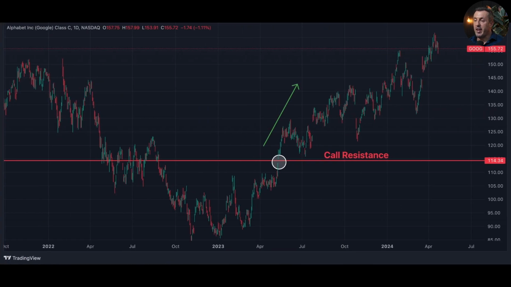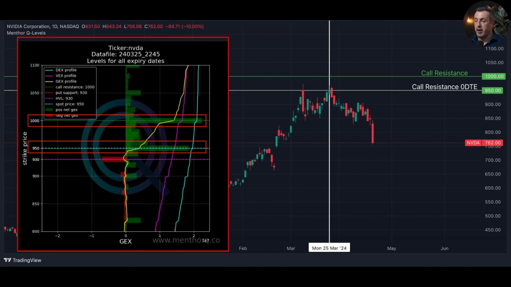The call resistance can also be an inflection point for an acceleration to the upside, similar to the GameStop example. If there is a bullish sentiment in the market, a break above the call resistance level can bring upside momentum. Let's look at this chart. This is the chart of Nvidia at the end of March 2024. We are in a strong uptrend, and on March 26, the price is approaching the $1,000 mark.